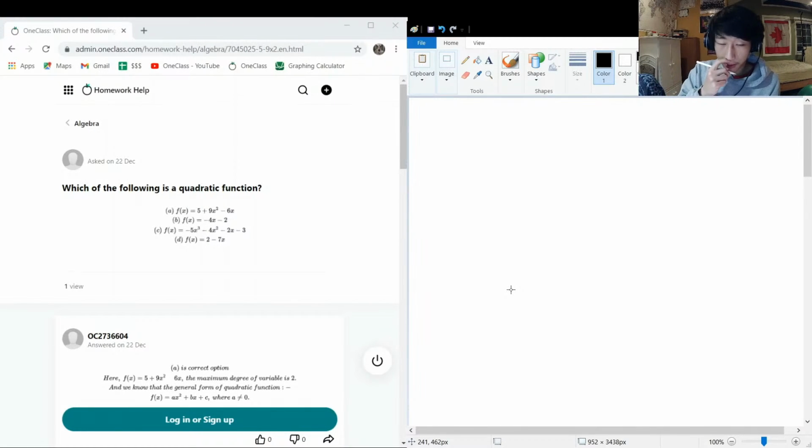Okay, so the next question that we have on the menu today is asking us, which of the following is a quadratic function? Okay, so what are some clues that we want to look for in a quadratic function? In a quadratic function, well, these are the things that we're kind of looking for.